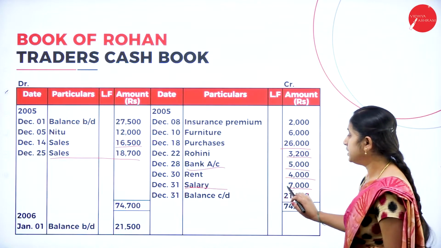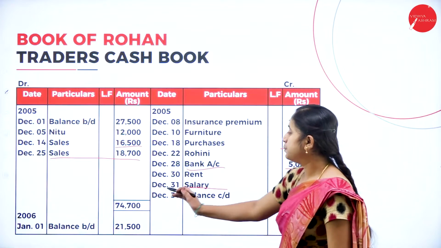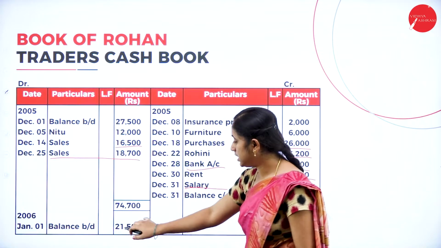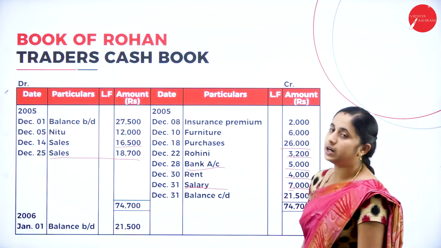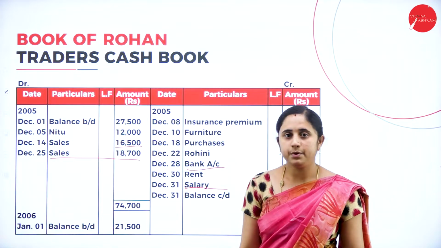Here, December 31st balance carried down is 21,500. It should be brought down for the next month, that is January 1st, 2016. Balance brought down should be 21,500. This is all about the single column cash book.